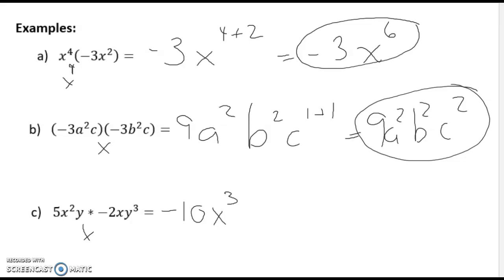And last but not least, our y. So that's a y to the 1 and a y to the 3. So 1 plus 3 gives us 4. So y to the 4. And that's your final answer.